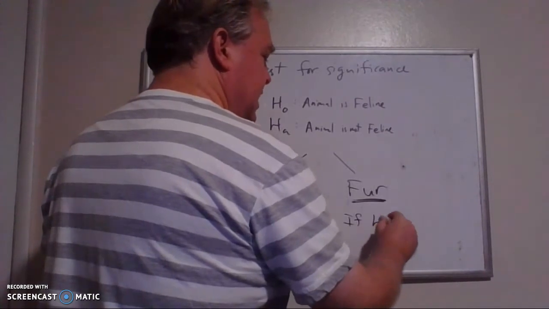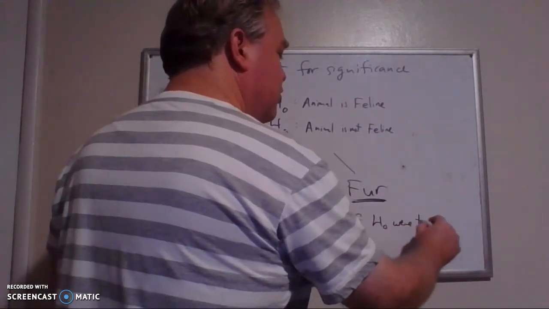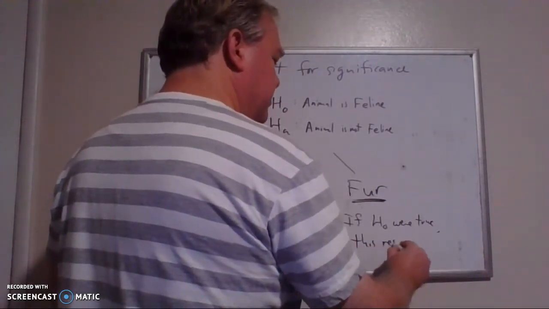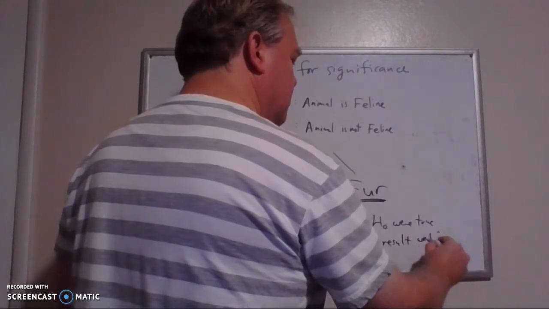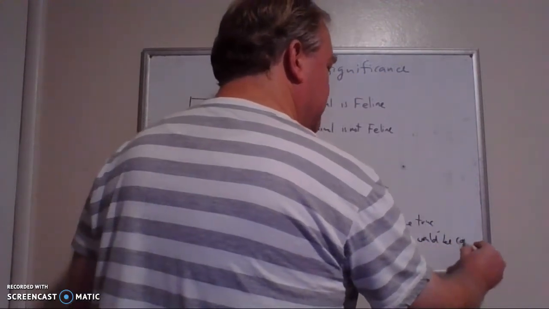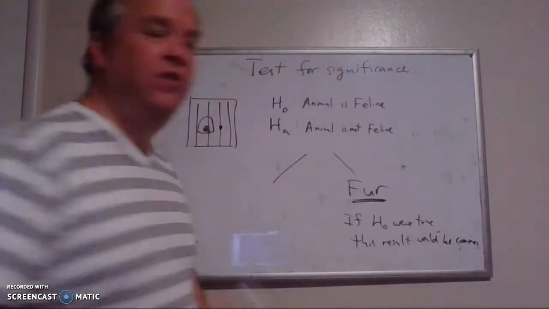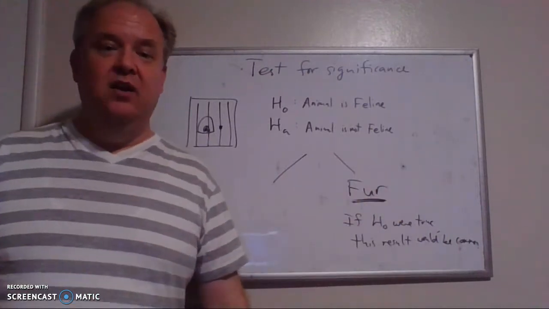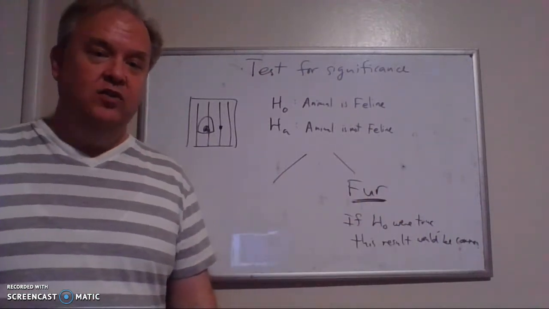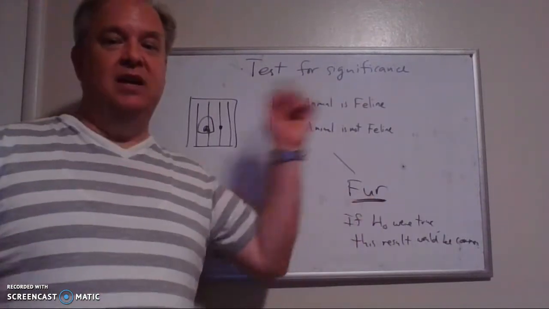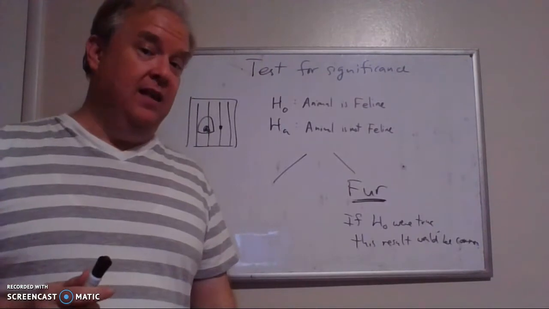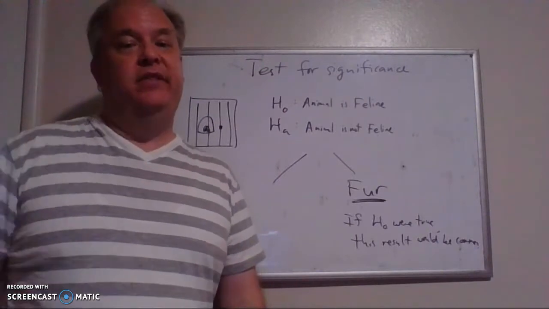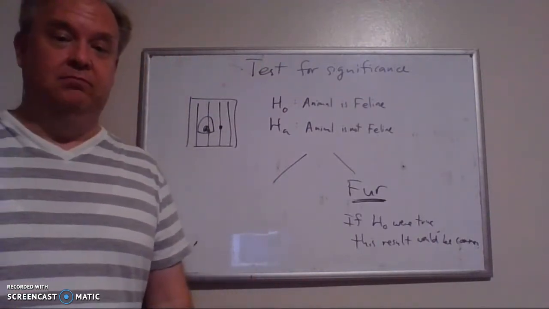So I say, if H naught were true, this result would be common. It would happen all the time. If this really were a feline, this kind of result is something I would see commonly. It's not unusual at all to see this. So I would say that it is consistent with it being a feline. It doesn't mean that it is a feline. I can't conclude that my null hypothesis is true. All I can say is the data doesn't suggest differently.